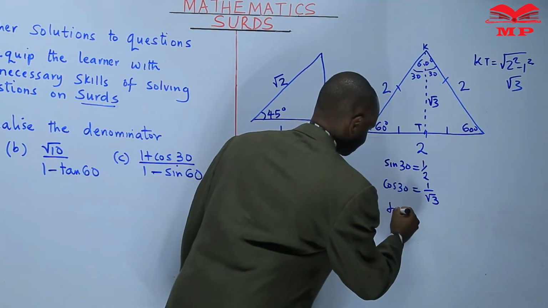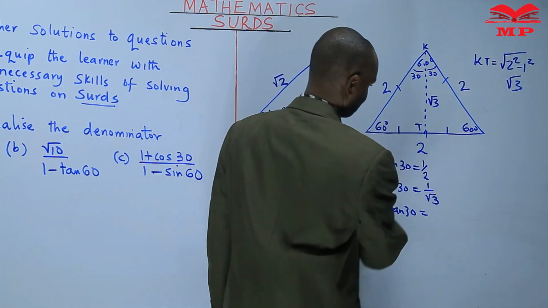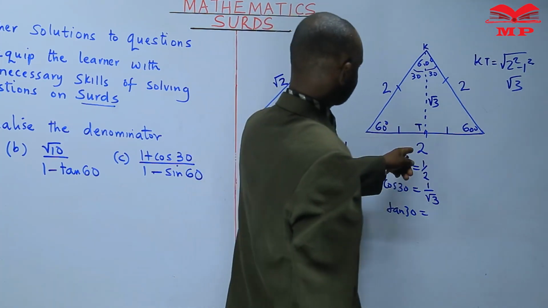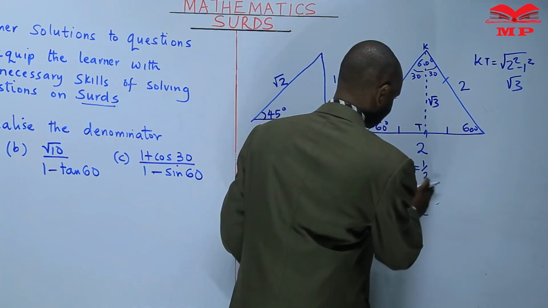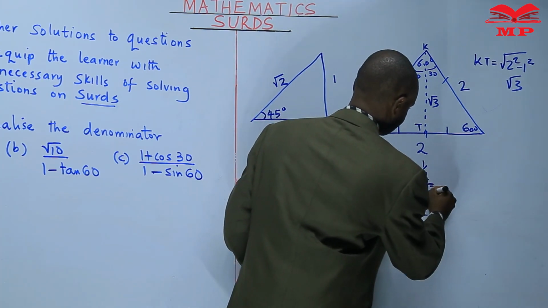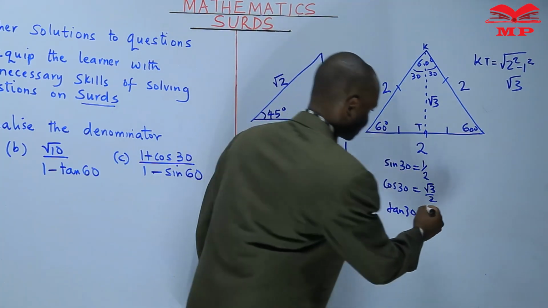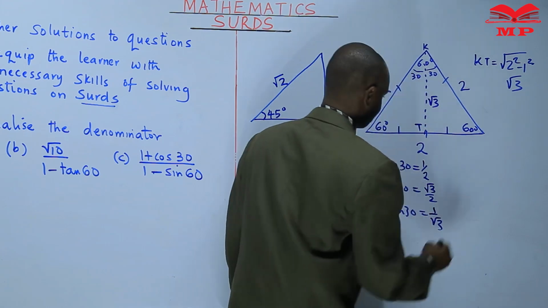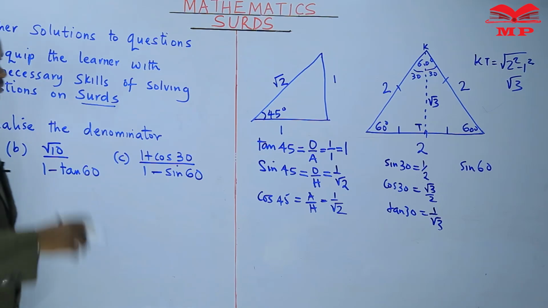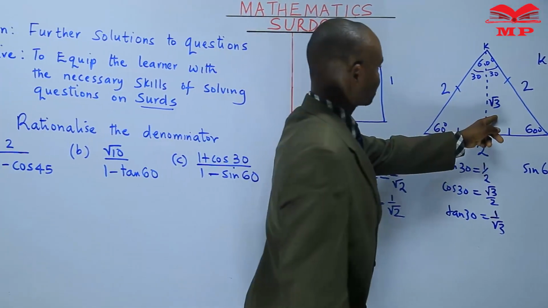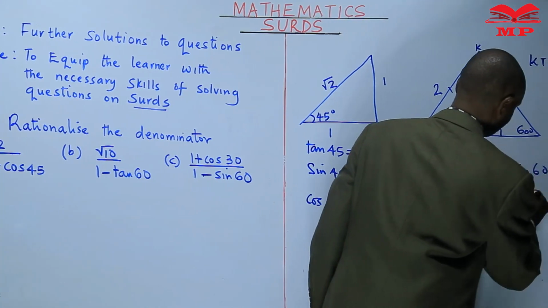So the cosine of 30 will be adjacent over hypotenuse, square root of 3 over 2. Tangent of 30, opposite over adjacent, 1 over square root of 3. We now come to sine of 60. The sine of 60, we start here, opposite over hypotenuse, square root of 3 over 2.